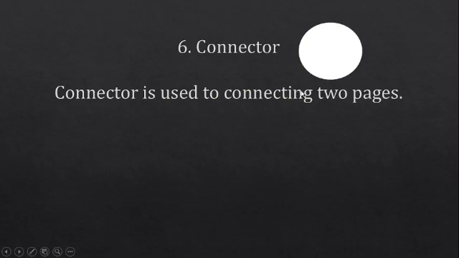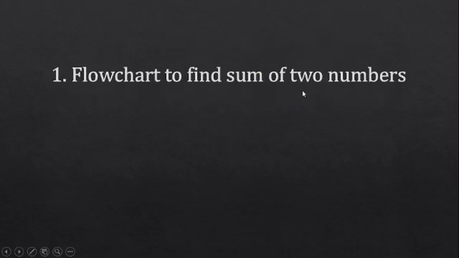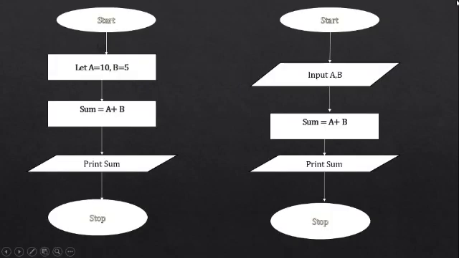So next, the first program, that is the first flowchart, is a flowchart to find the sum of two numbers. The question is to find the sum of two numbers. For this, there are two types of flowchart. The first one is by using the let statement. So let's first start. Okay, again a down arrow.